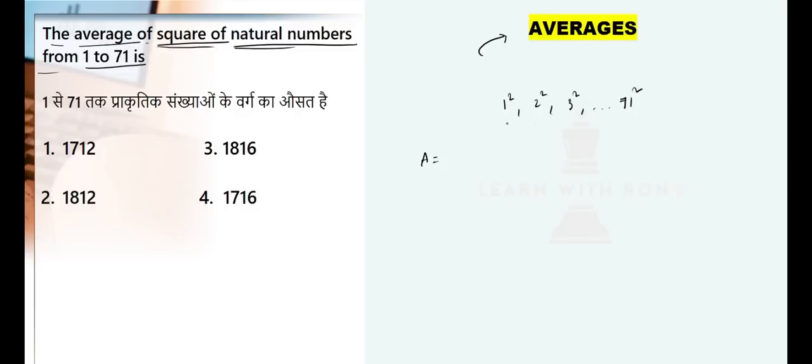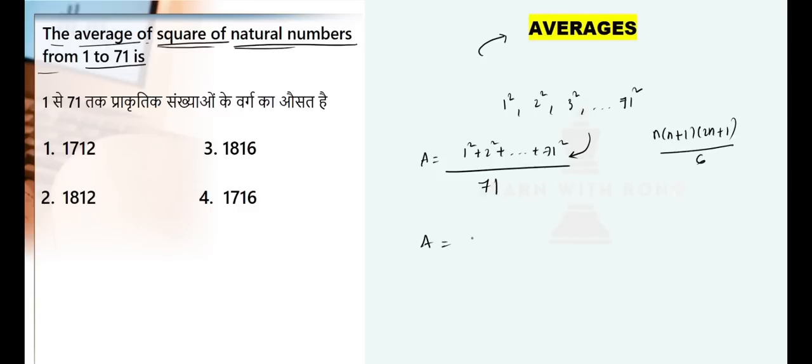So average is the sum of the values, 1 square, 2 square, so on to 71 square, divided by the number of values. 1 to 71, number of values is 71. So now we need to find the sum of 1 square to 71 square. What is the formula for squares? Sum of squares of natural numbers is n times n plus 1 into 2n plus 1 divided by 6. Here average equals, n is 71, 71 times n plus 1, 72 times 2n plus 1, 143, divided by 6, whole divided by 71.